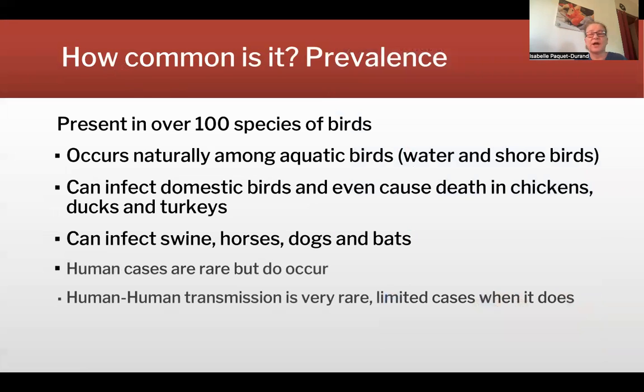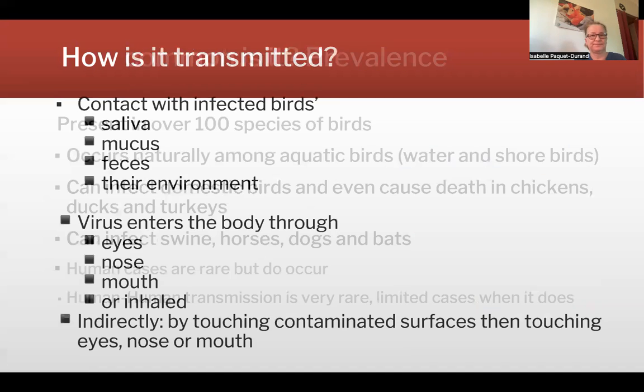It is present in over 100 species of birds, naturally occurs in water birds, and then it can infect domestic birds and cause significant mortalities. It can also infect other domestic species and wild species. It is, as said already, very rare in humans, but it can occur in humans. The transmission from human to human is also very rare and usually limited.